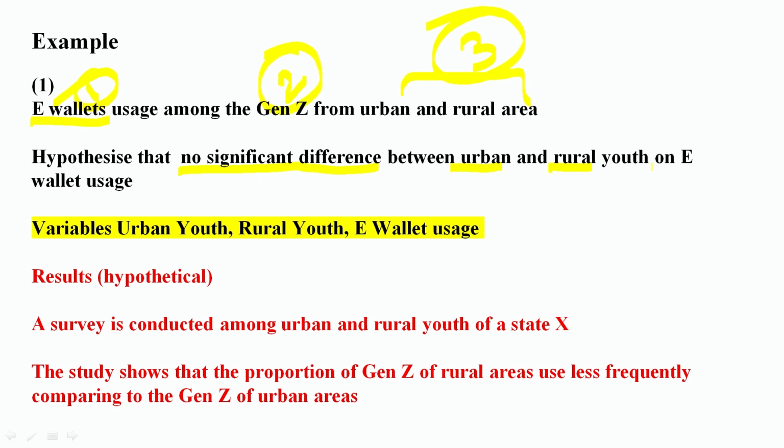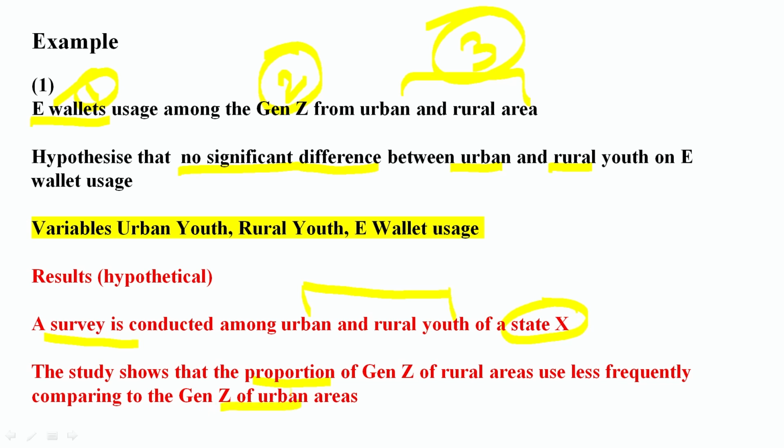How can we come out with a result? I am conducting a survey, and this survey may be taken up in a particular state, any state in India, any province or any part of the world. Then for the urban and rural youth representation, I believe that 50% of my population should be from urban area and 50% from rural area. Then when I analyze the result, I can find what proportion of youth from urban area use e-wallet, or what proportion of people from rural area use e-wallet.